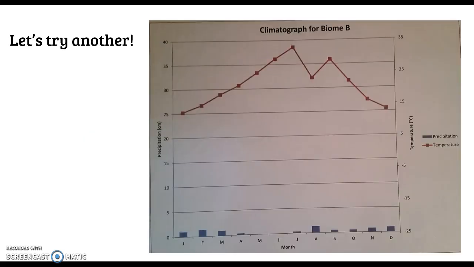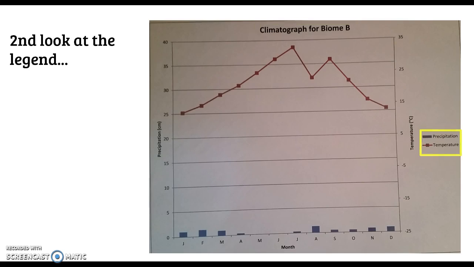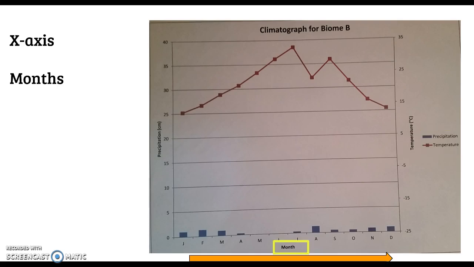All right, let's try another graph. Right away, I can see some major differences, but let's take it one step at a time. First, look at the title. We can see that we are still analyzing an unidentified biome. Then we look at the legend. We see that the line graph represents the temperature and the bar graph represents the precipitation. Now the x-axis is dividing the categories into months. We see that there are 12 months indicating the average data in a given year.